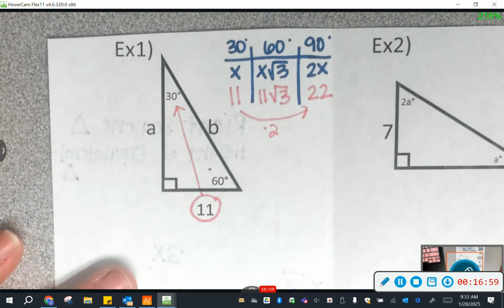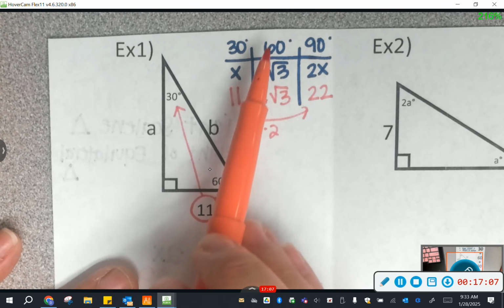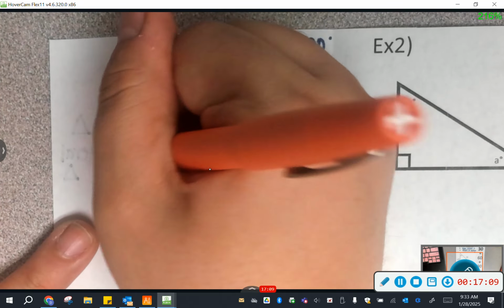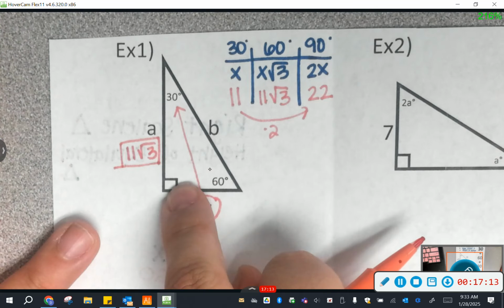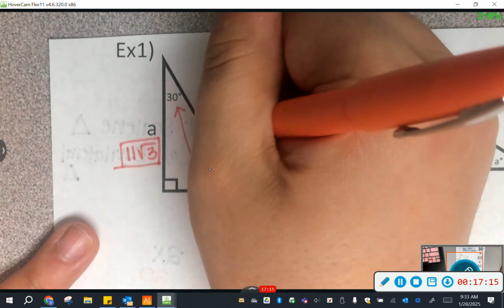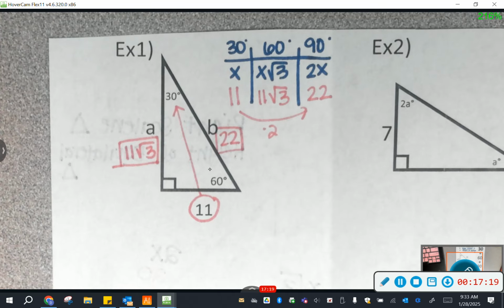What is A and which one's B? And how do you know? What's A across from? The 60. What's in the 60 column? 11 square root of 3. What's B across from? The 90, so it is 22. Do I have any questions yet?